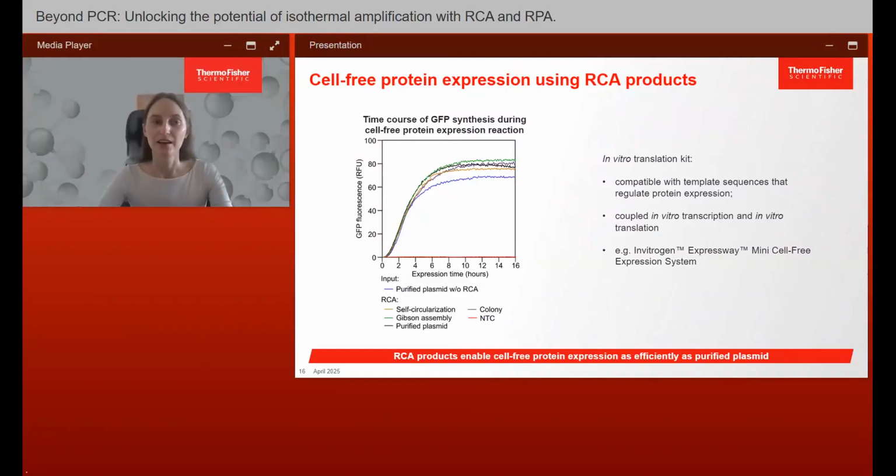To test this, we use just 1 microliter of various RCA products as input and monitor GFP synthesis by measuring fluorescence every 5 minutes. Apparently, RCA products enable cell-free protein expression of GFP just as efficiently as the purified plasmid control. So it shows that RCA products without any additional modifications can be used as template for protein expression.